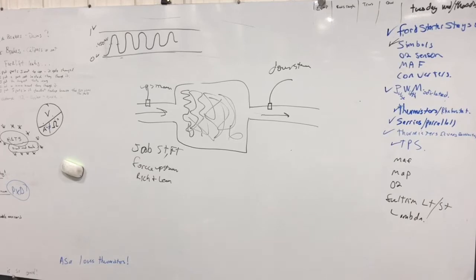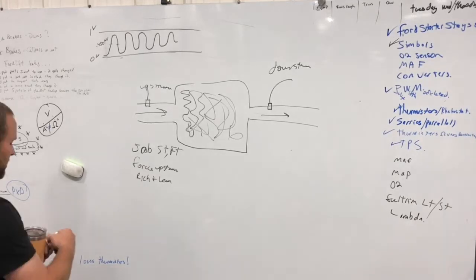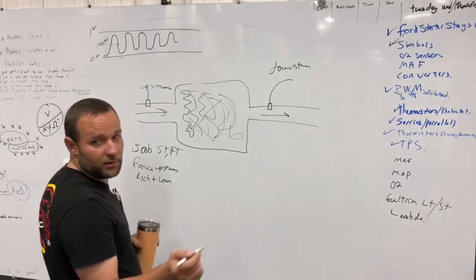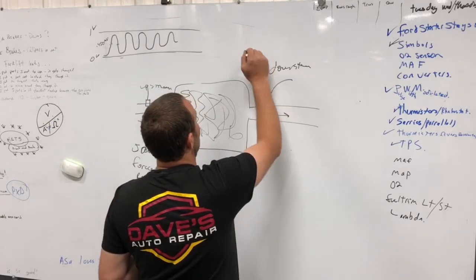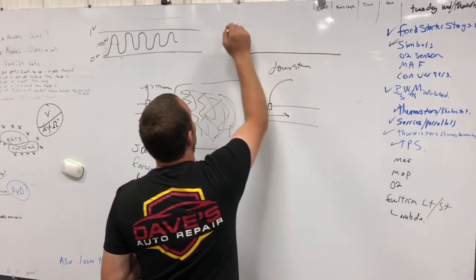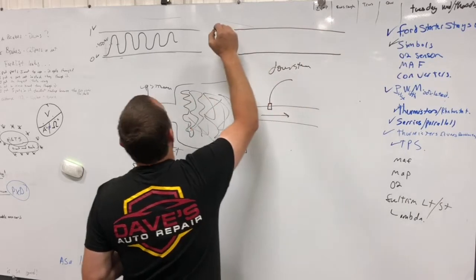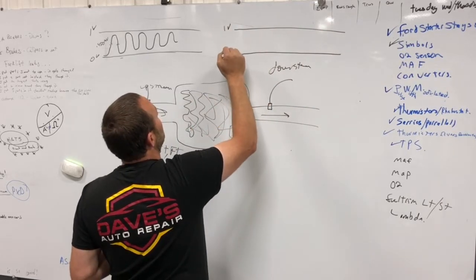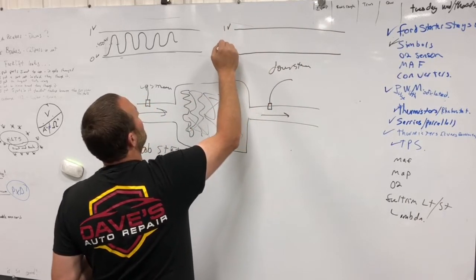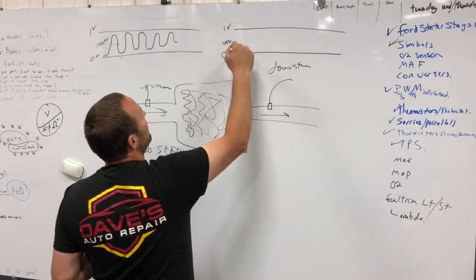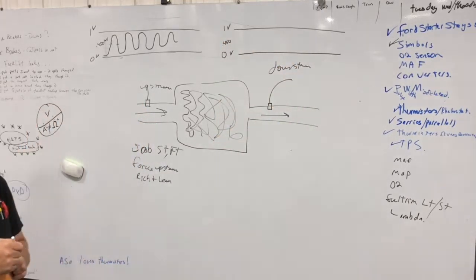Everything is happy. Caden, do you know what the downstream, or you, I know you probably won't know this unless you took a class on it. This is the downstream O2 sensor. 1V and 0V. Do you know what that should be? No. Do you know what that should look like downstream if you have a healthy O2?